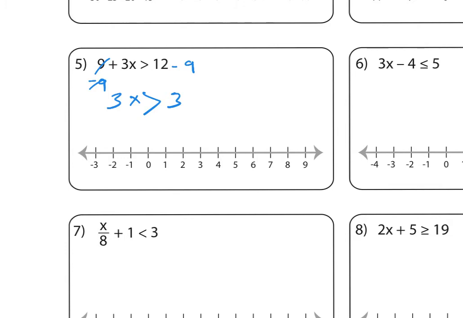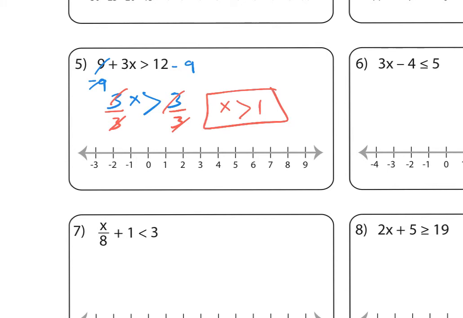And we will divide by 3 on both sides for the next step, because I have multiplication, so I need to divide by 3 in order to cancel the 3, right? And we're going to have x greater than 1, and that's going to be the answer.